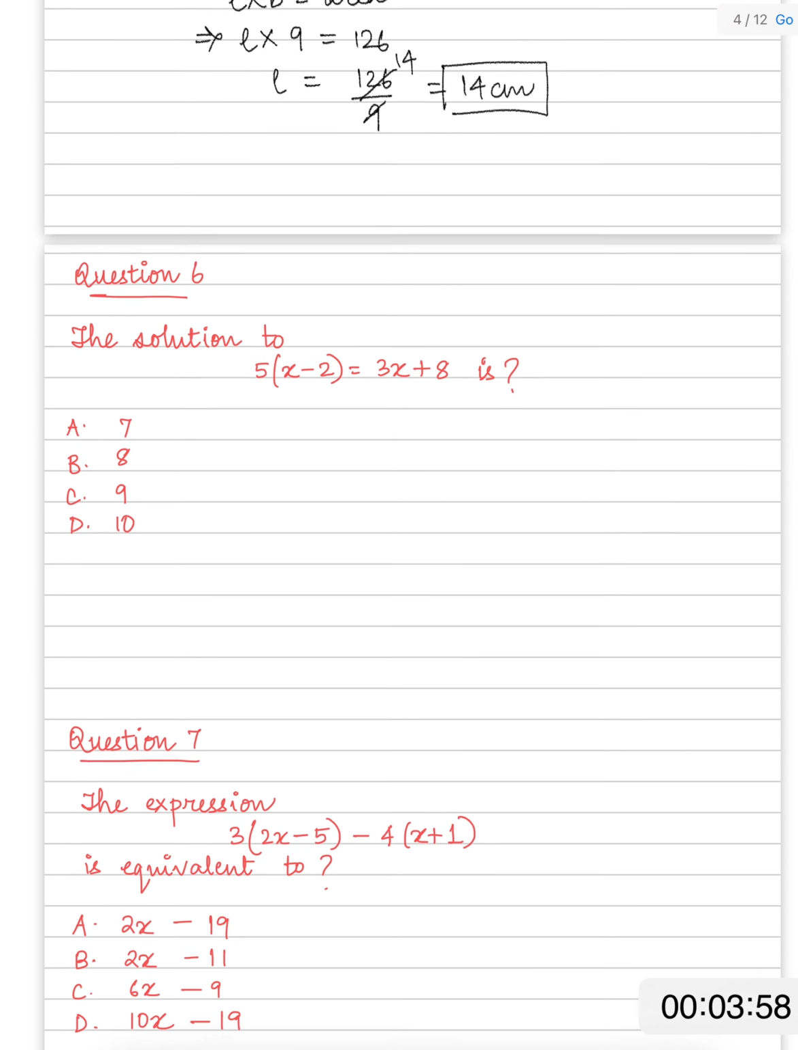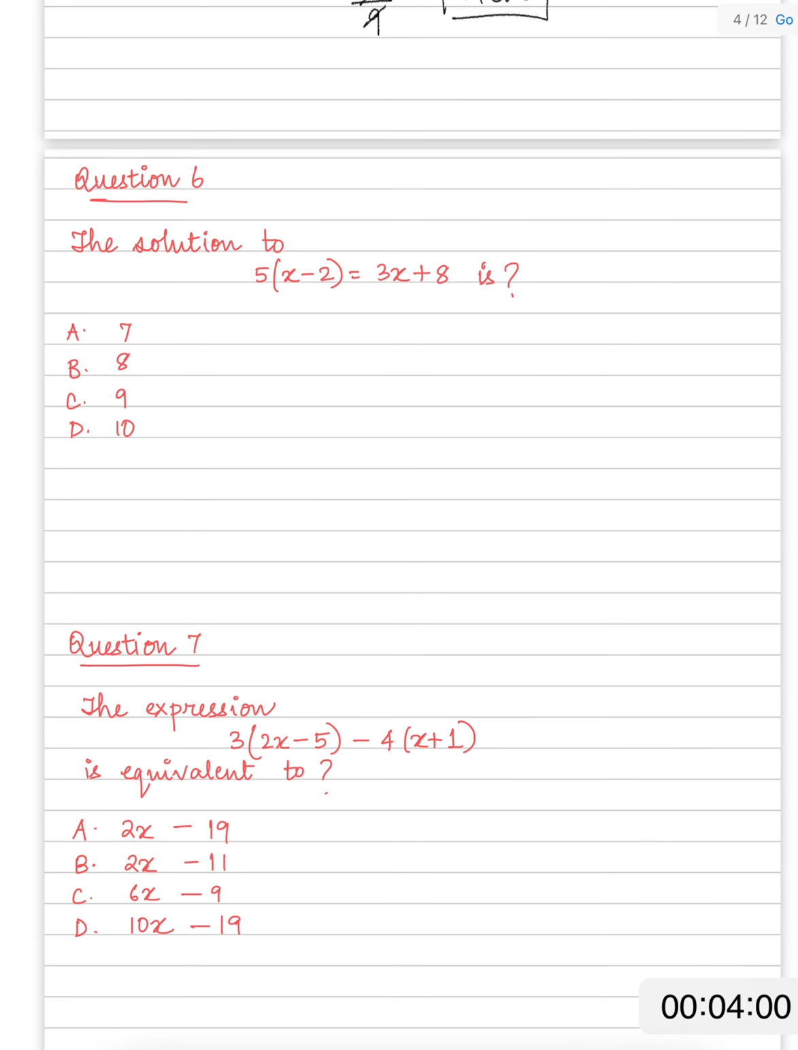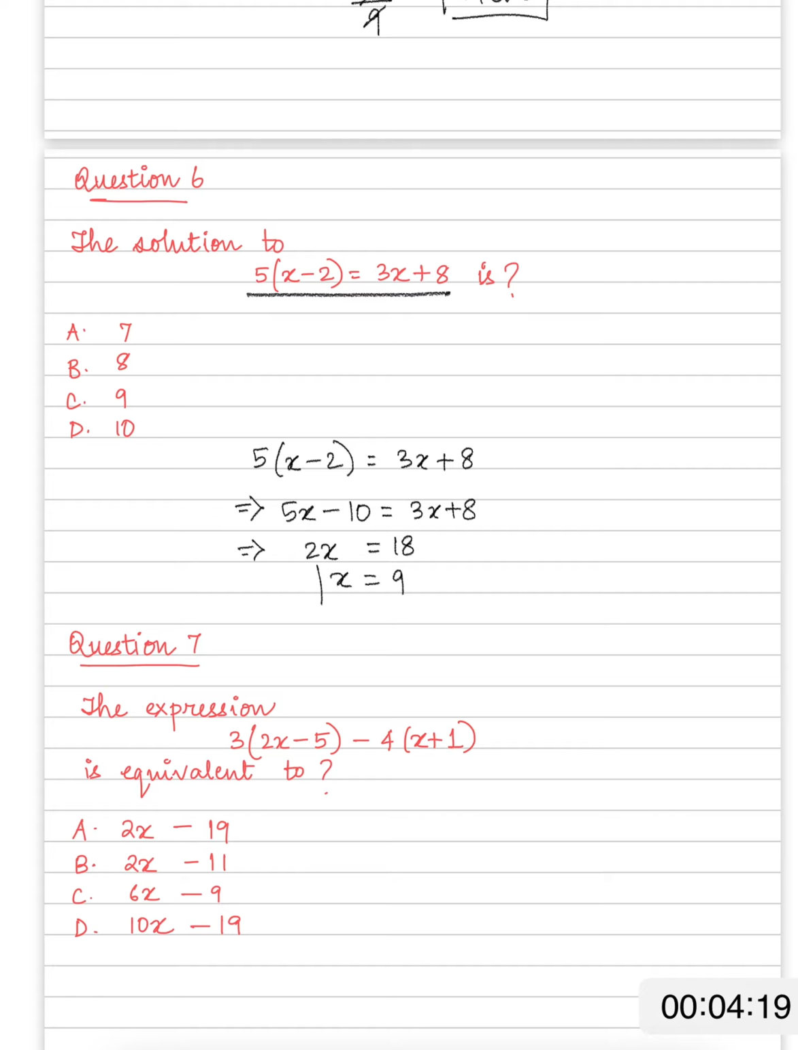Now for question 6. We need to find the solution to this equation. Let's solve it. 3x plus 8. So that is 5x minus 10. 3x plus 8. 2x equal to 18, x equal to 9. This is our answer. Option C is the correct choice.